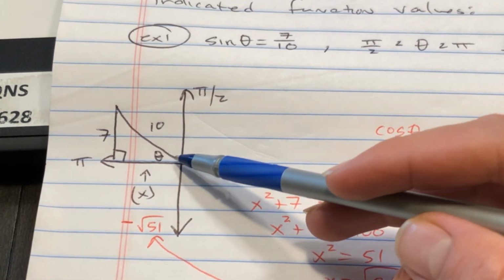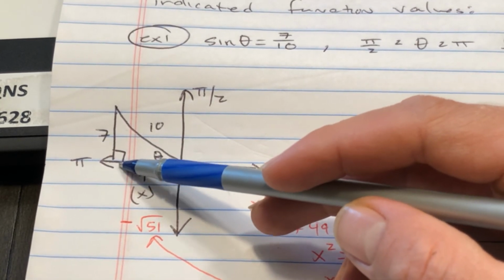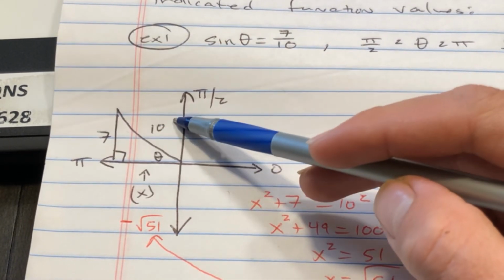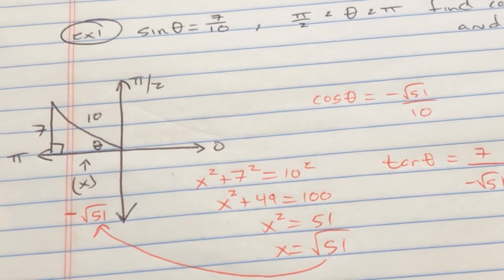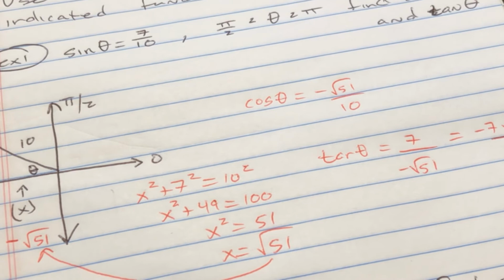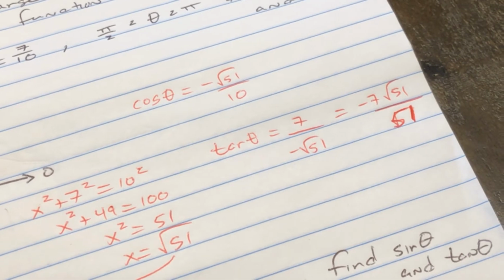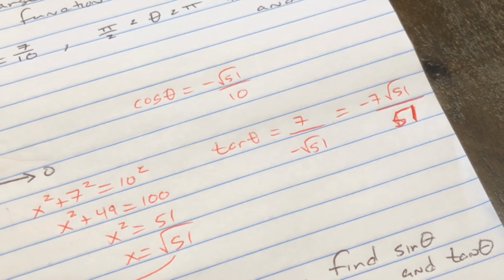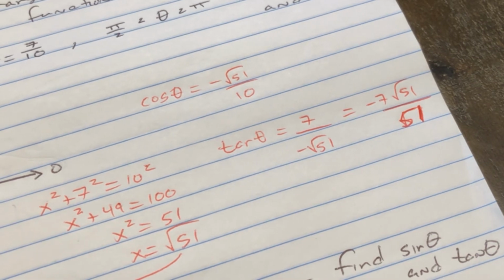So I draw a right triangle. Again, the right angle is always formed at the x-axis. Sine of theta is 7 over 10, so opposite over hypotenuse. Pythagorean theorem time, which I've done here, gives you root 51. But remember, x is negative in the second quadrant, so that is a negative root 51. You got to be careful there. So cosine of theta is negative root 51 over 10. Tangent of theta is opposite 7 over adjacent negative root 51. I'm going to multiply top and bottom by negative root 51. Negative times the negative is a positive at the bottom. A root times itself eliminates the root.